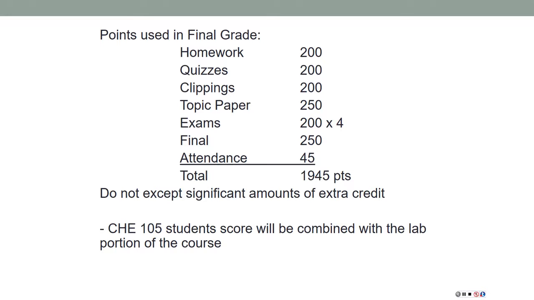The topic paper is 250. Generally people do fairly well on that. Here are the exams, each worth 200, and then the final is worth 250. And finally, you'll notice the attendance is listed as 45 there, even though you could have up to 90 because of the extra time. So that gives us just short of 2,000 points.